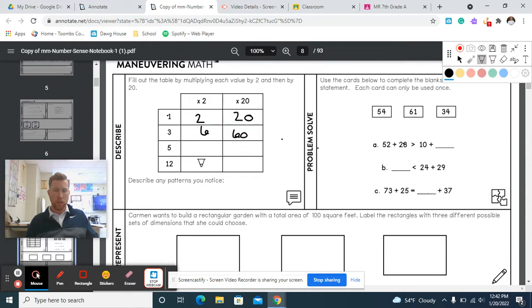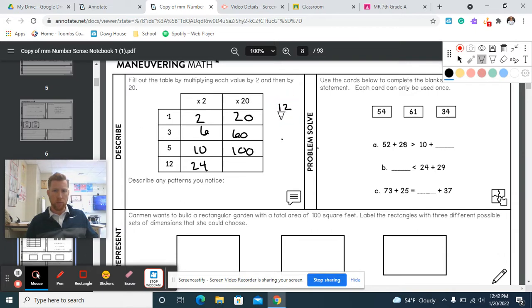60. Okay, 5 times 2 is 10. 5 times 20 is 100. 5 times 2 is 24. And 20 times 12, well, I've got to work it out.